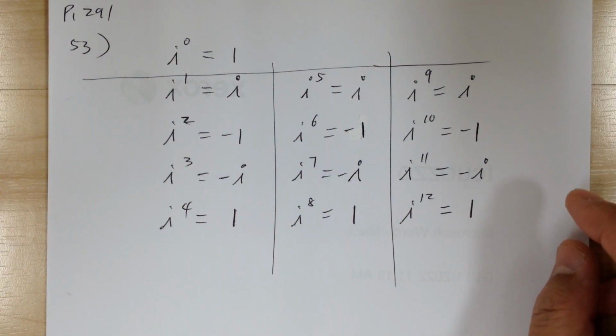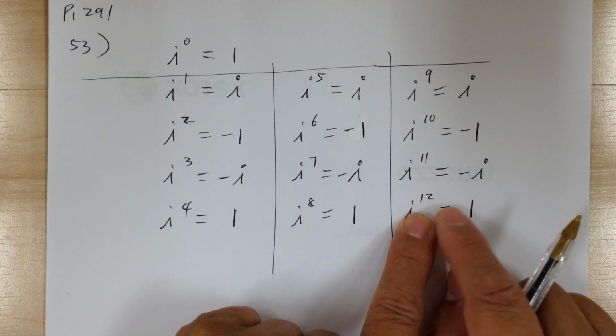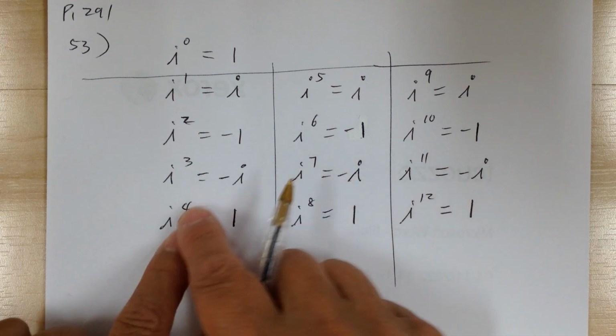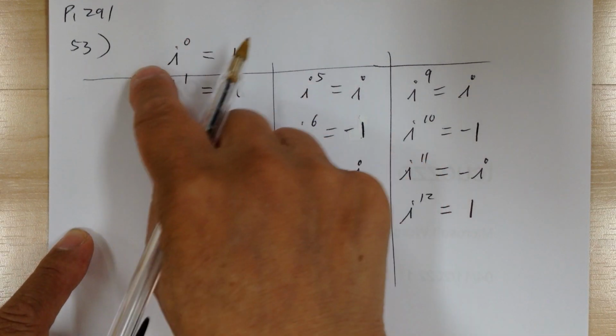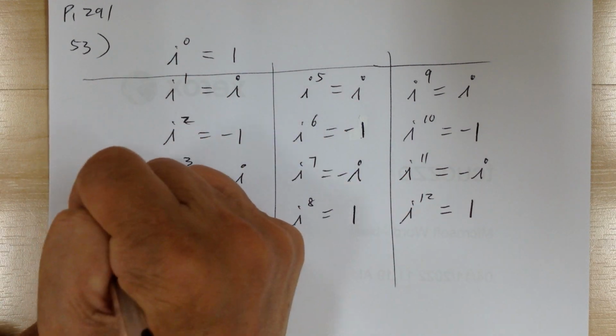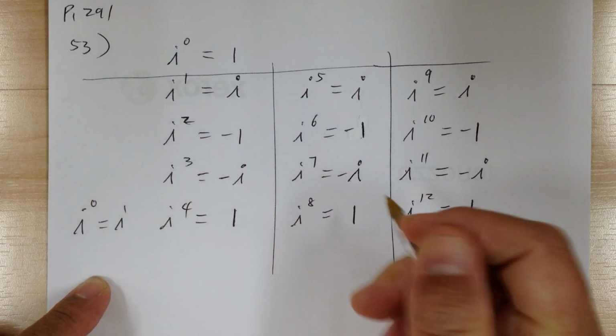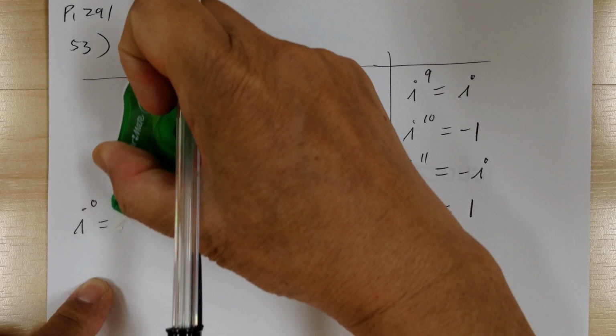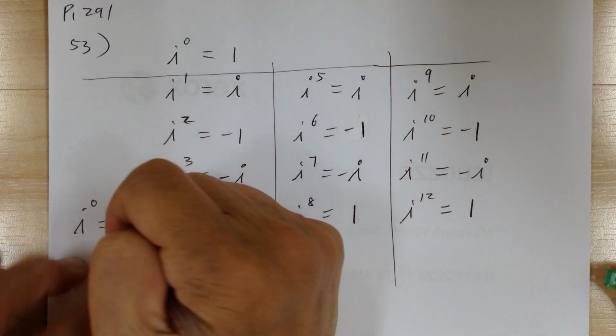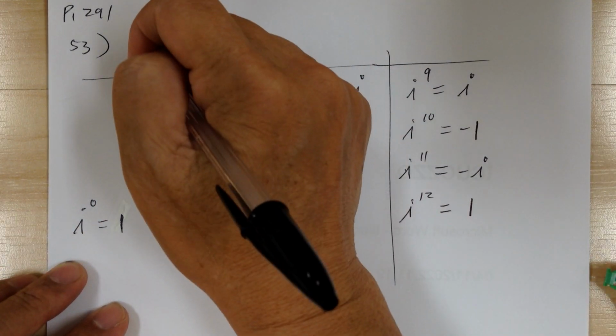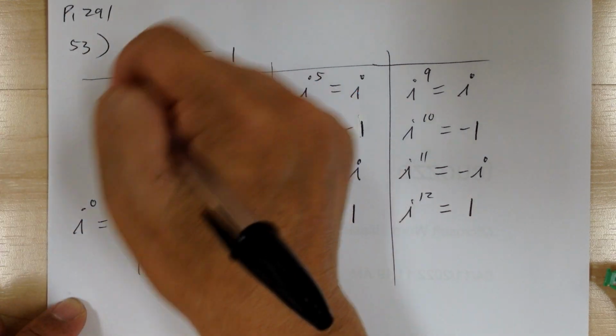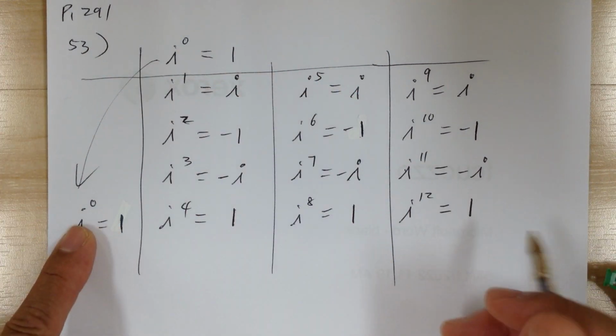Okay? So let's say if you have i to the 12, to figure that out, you just go back by 4, go back by 4, go back by 4, which is i to the 0, right? If you write i to the 0 over here, and you move this down here, you can see it goes in a pattern of 4.